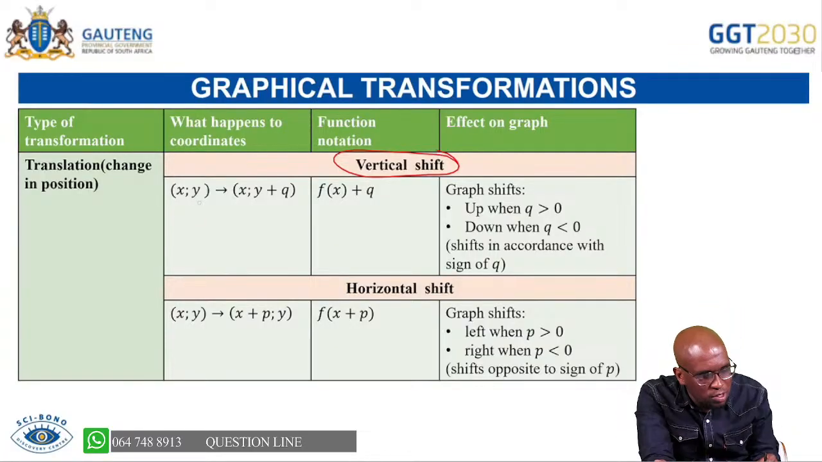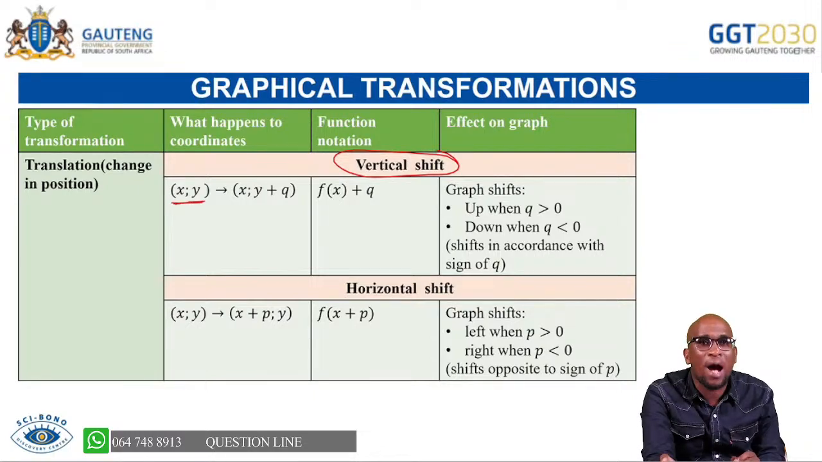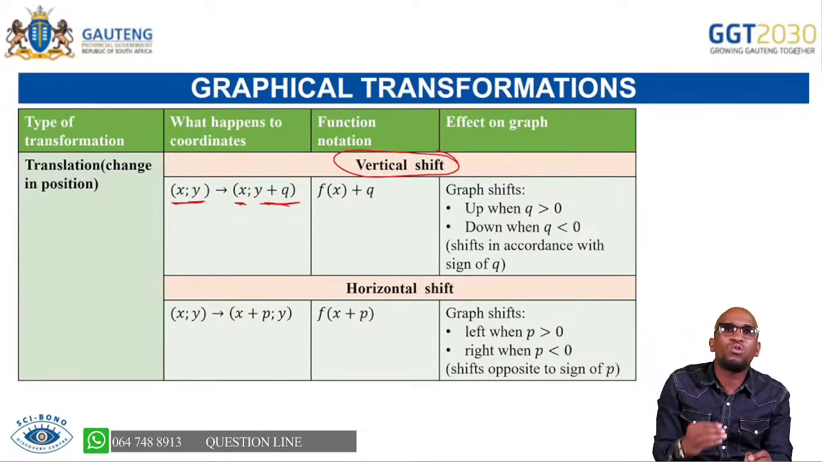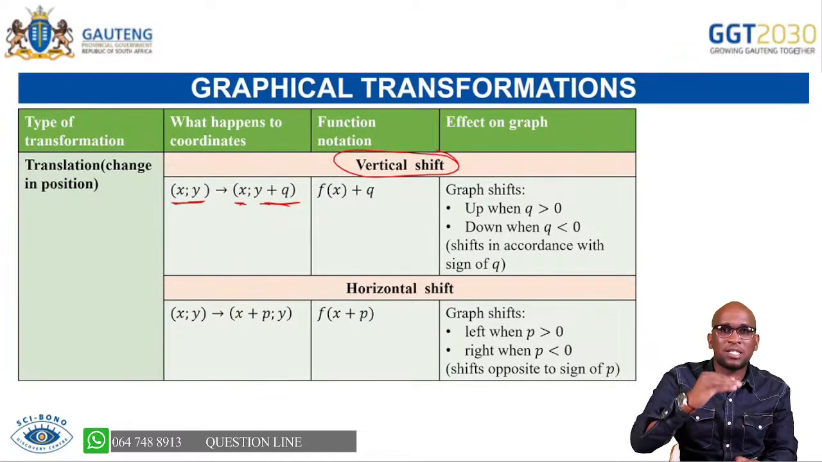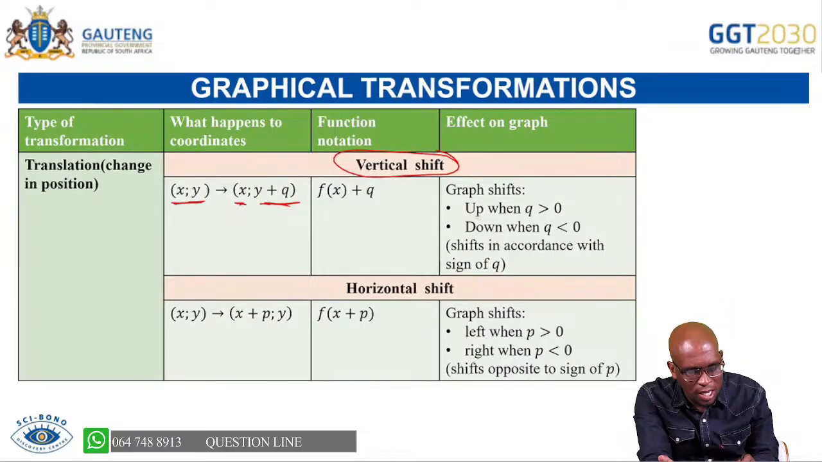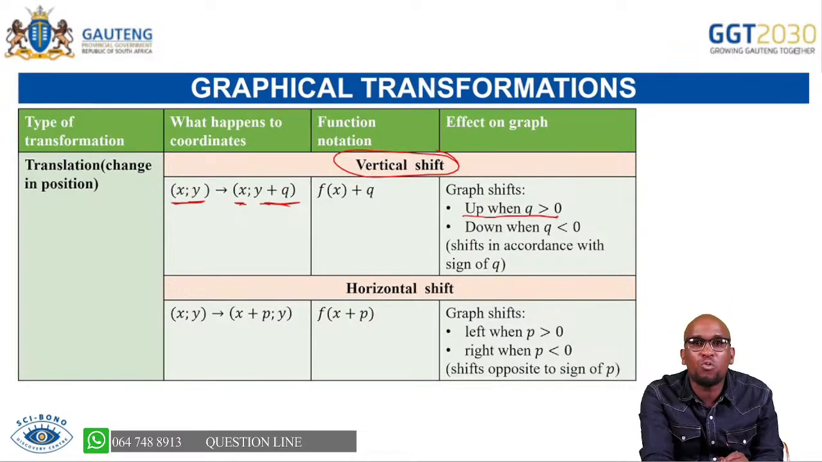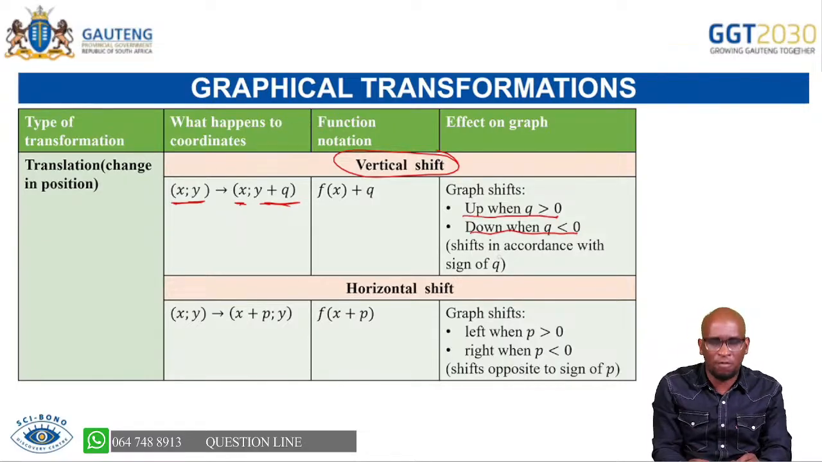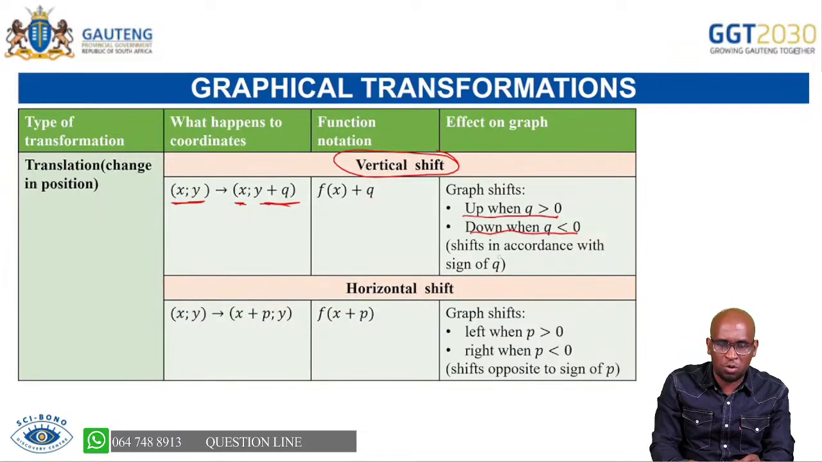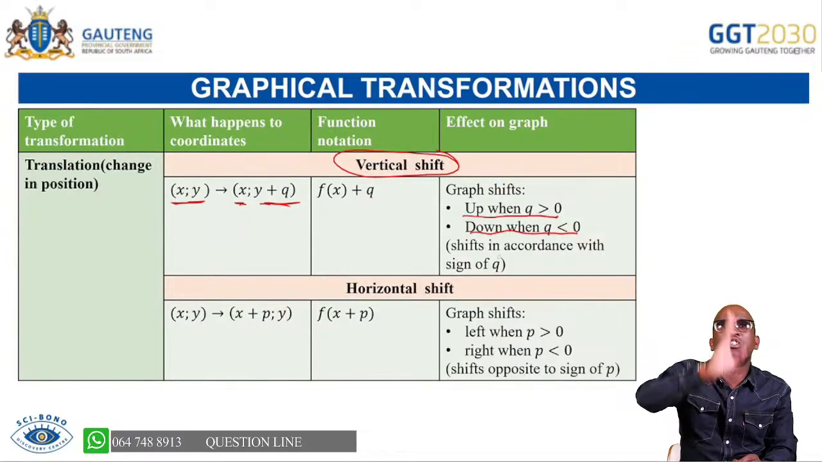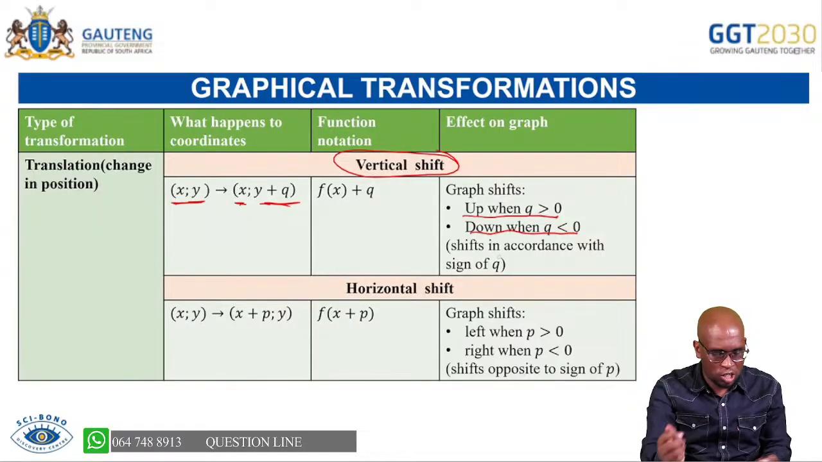So then you see that here, if you had the coordinate x mapping to y, then that coordinate x will remain, because x is not affected, but y will then be shifted by q units either up or down. So we say that the graph shifts up when q is positive and the graph shifts down when q is negative. So the shift is in accordance with the value of q and the sign of q. When q is positive, shifts up. When q is negative, shifts down.